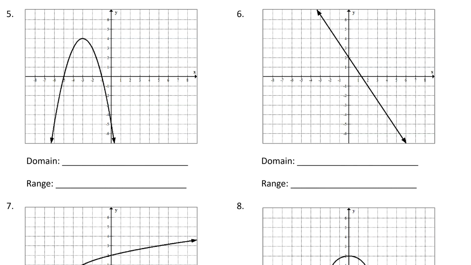Hey everybody, so in this video we're going to be doing some more examples of domain and range for graphs. Alright, so let's jump into number 5. So starting with domain, we look at the leftmost point. Now this one's going to be a little bit different because our leftmost point is actually an arrow. Anytime you see an arrow, that means the graph actually just keeps going and going and going.